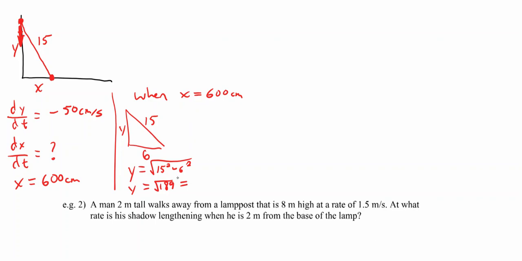Meters, sorry. I'm going back and forth between meters and, yeah, let's do that in meters for a second. When x is 6 meters, I'll change it after. So then the square root of 189 meters, which would be about the same as 1,374 centimeters.